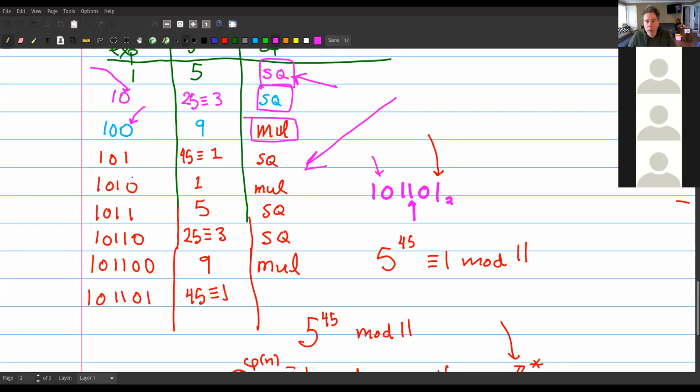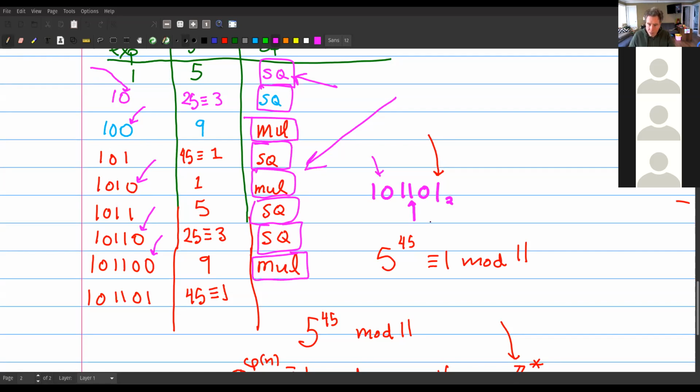Now we're here and we need another space, so the square gives us another space. It turns out that is supposed to be a 1, so we additionally multiply. Then we square to make another space, and that space is supposed to be a 0, so we just square again. Now this one is supposed to be a 1, so we additionally multiply.